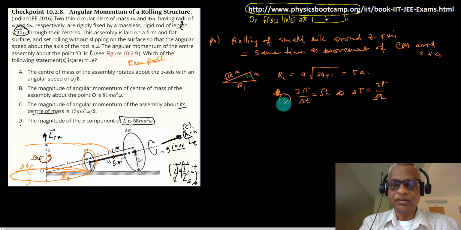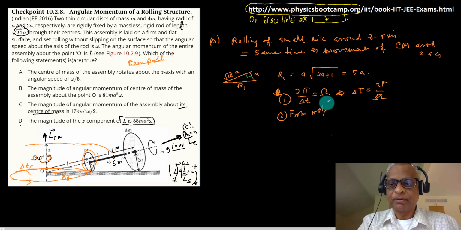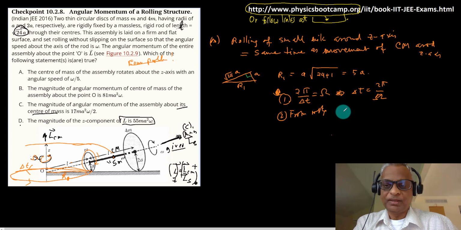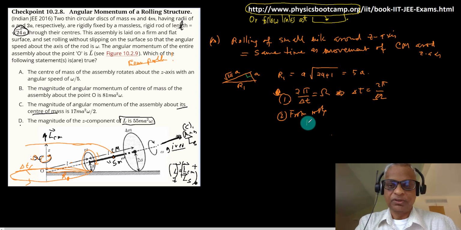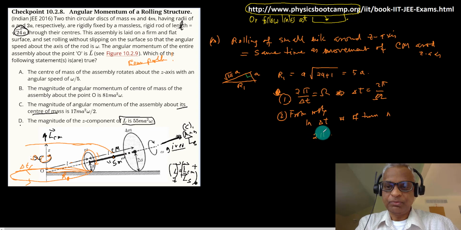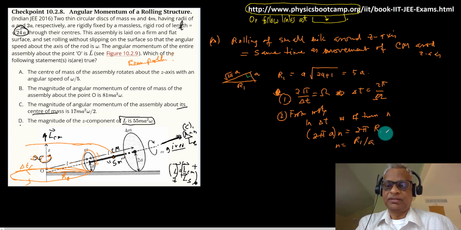And from the rolling, you can say that in delta t, if I make n turns, the distance 2 pi a times n will be the same as 2 pi R1. So the 2 pi's all cancel out. So the number of turns is R1 over a. Okay.